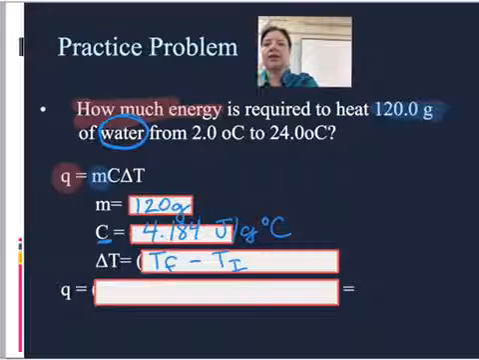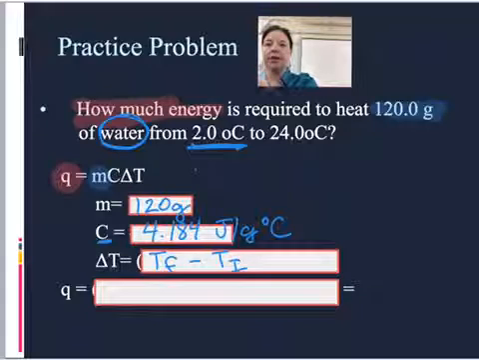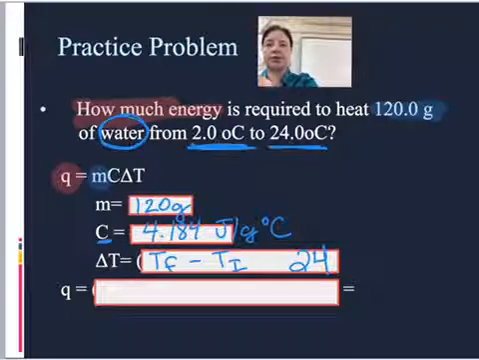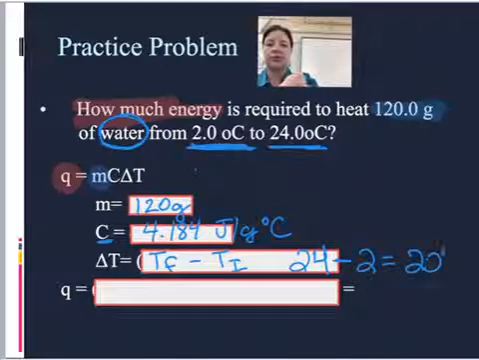So it says we're going from 2 degrees to 24 degrees. So our final temperature is 24 degrees. Our beginning temperature that we started at is 2 degrees. So our change in temperature is going to be 22 degrees.